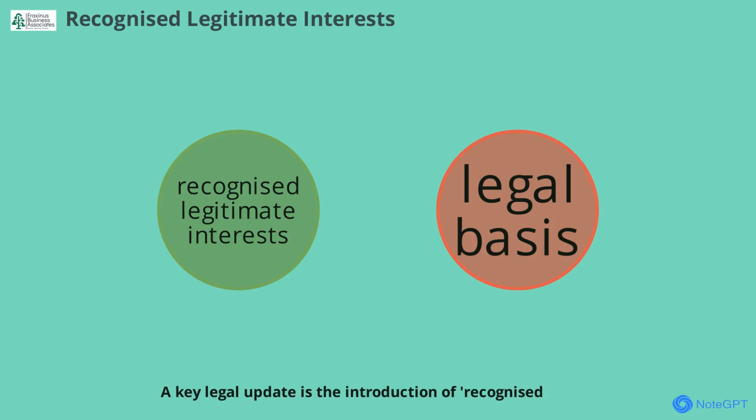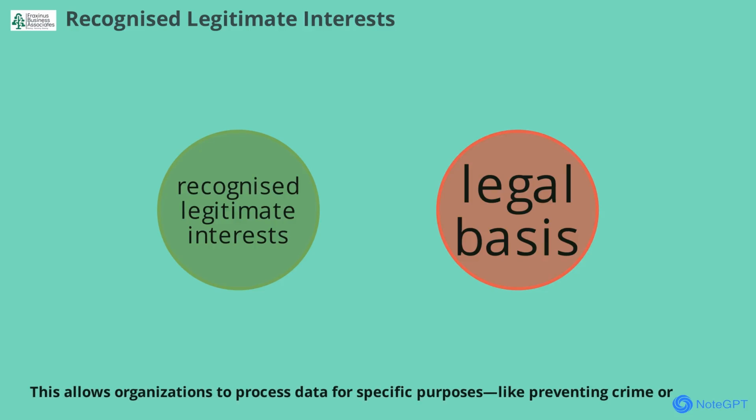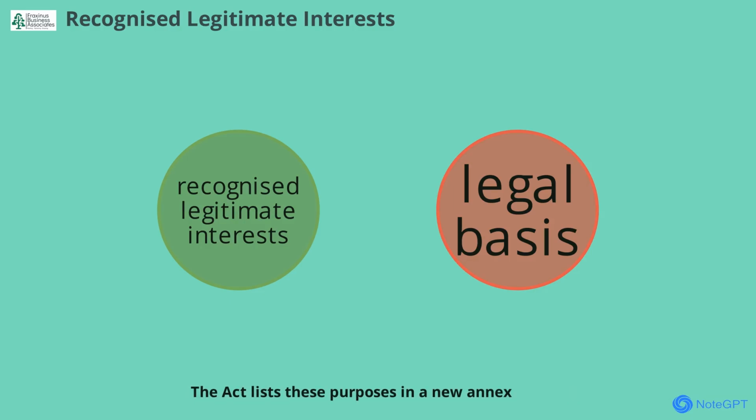A key legal update is the introduction of recognized legitimate interests as a new basis for processing personal data. This allows organizations to process data for specific purposes, like preventing crime or sharing data with public bodies, without needing to perform a balancing test each time. The Act lists these purposes in a new annex, providing clarity and reducing compliance uncertainty. Common activities such as direct marketing, internal administration, and network security are also covered. This change streamlines operations for businesses while maintaining important safeguards for individuals.